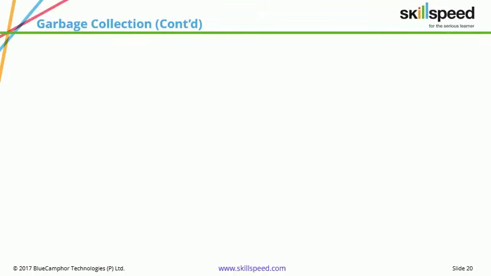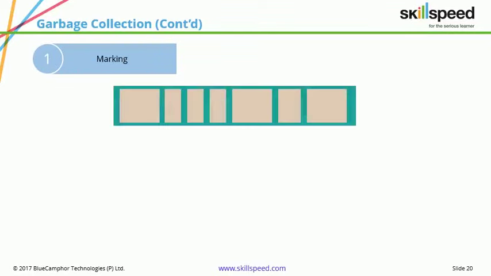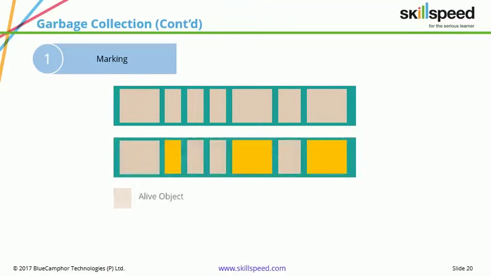Once the marking process is done, there is a clear-cut differentiation about which object is alive or which object is being referenced right now. What are the different unreferenced objects or unused objects, and what is the memory space that is available between these objects, or what is the memory space available for any further object creation.